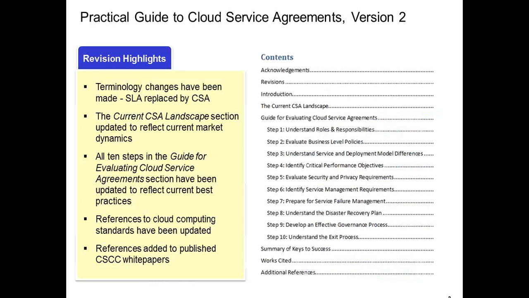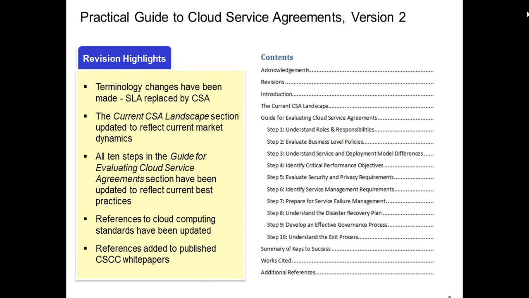So this chart highlights the key changes that were made to the Practical Guide in the version 2 revision. Overall, the high-level flow of the paper stayed the same, but each of the major sections were updated, some more than others.